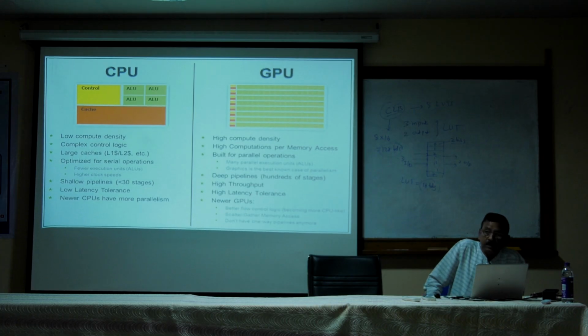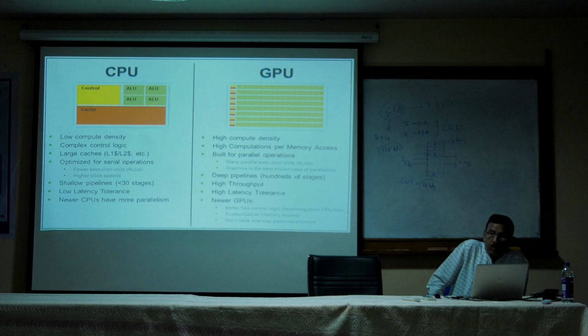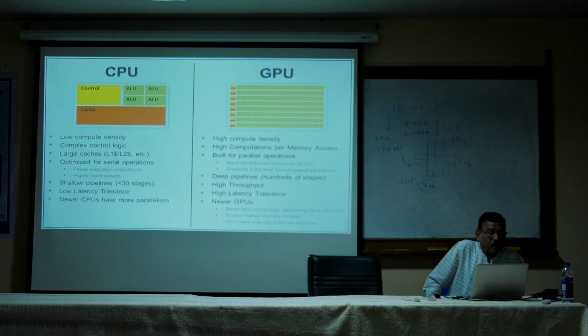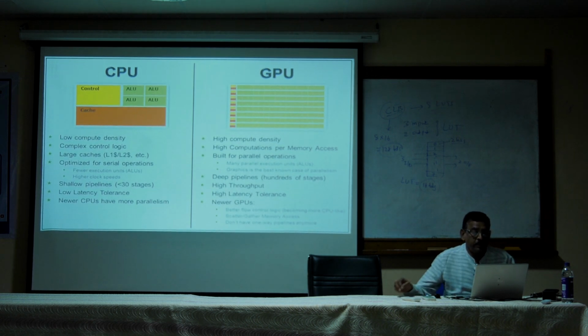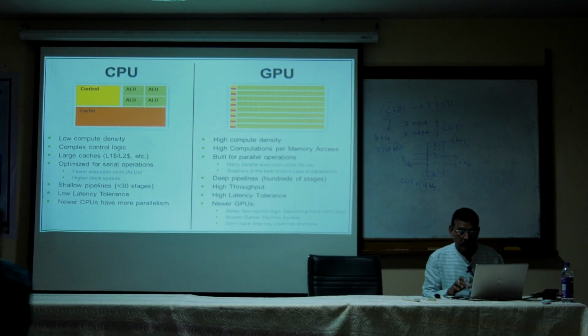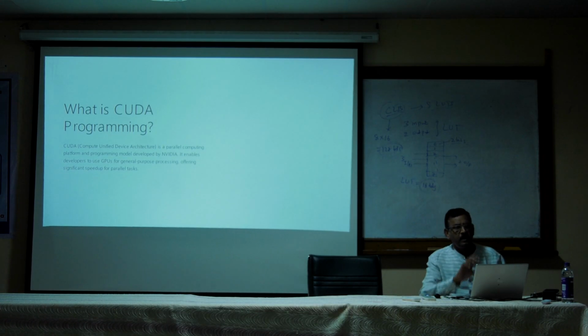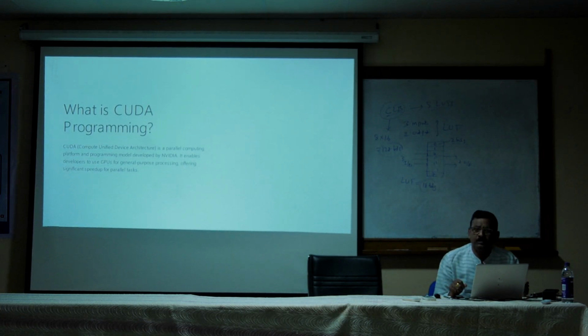CPUs have low latency tolerance, while GPUs have high latency tolerance. Newer CPUs have more parallelism, and newer GPUs have better flow control logic because they are more CPU-like. This is the main brief difference between CPUs and GPUs.